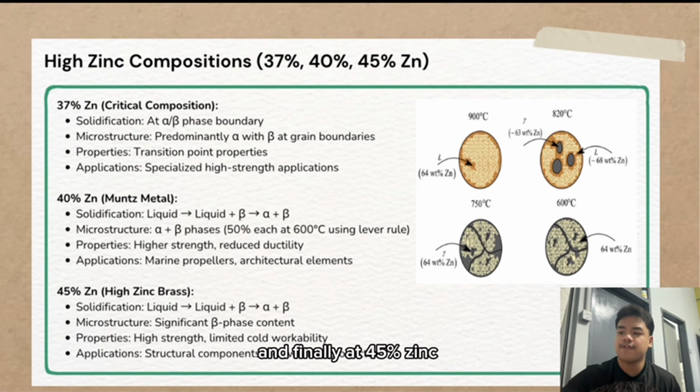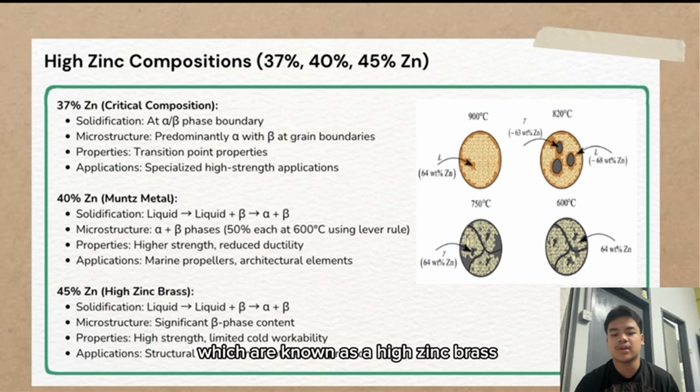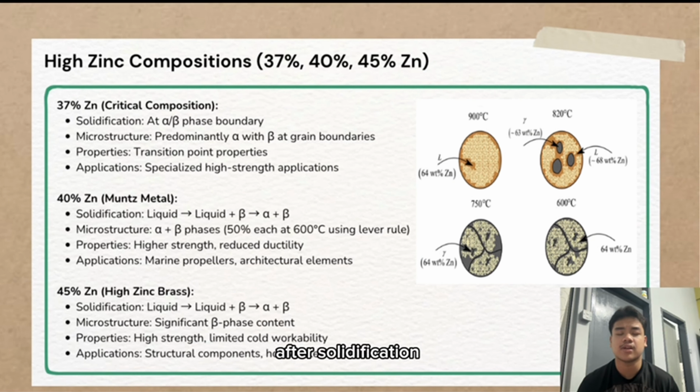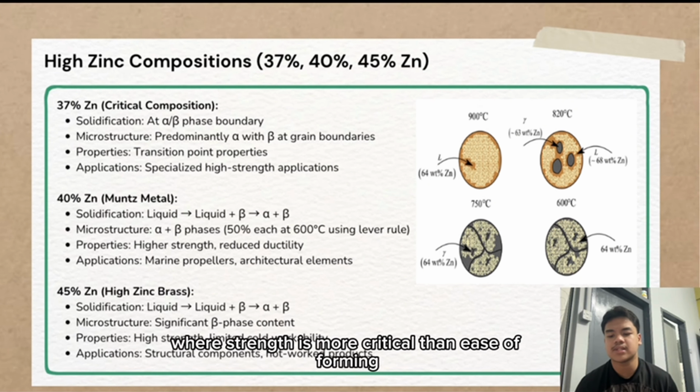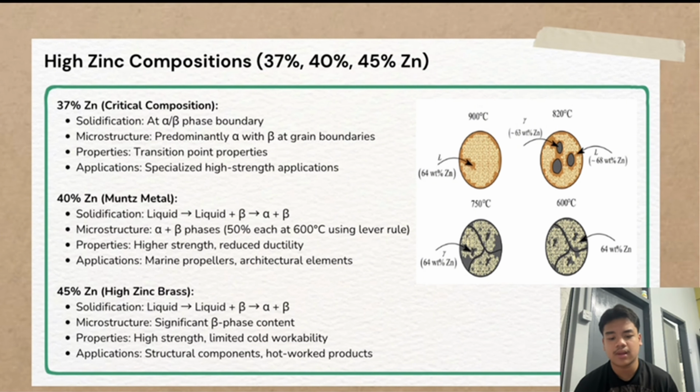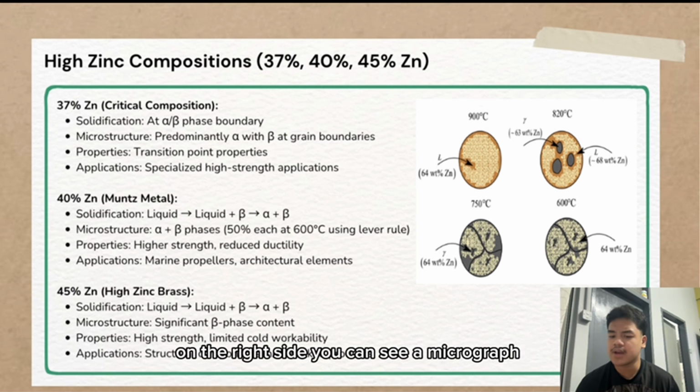And finally, at 45% zinc, which is known as high zinc brass, there's a significant beta phase content after solidification. This gives the alloy high strength but limited cold workability. As a result, it's mainly used in structural components and hot work products where strength is more critical than ease of forming. On the right slide, you can see micrographs that illustrate how the beta phase appears and increases with zinc content and cooling.